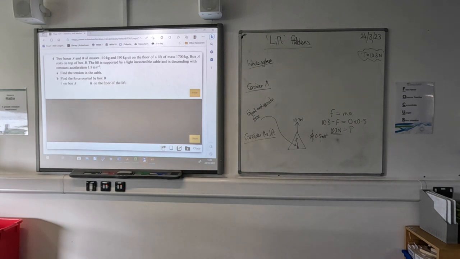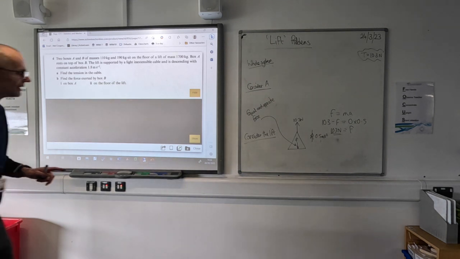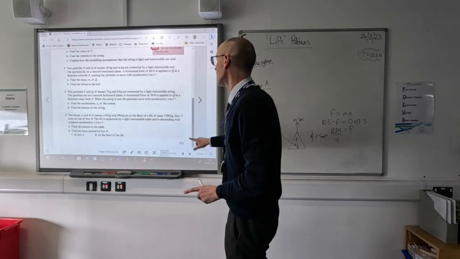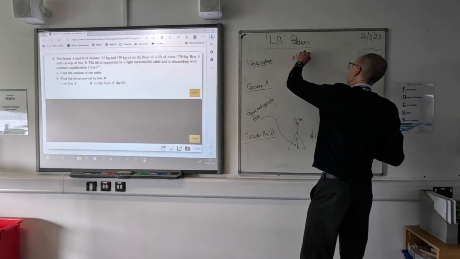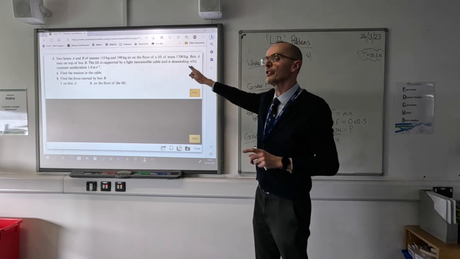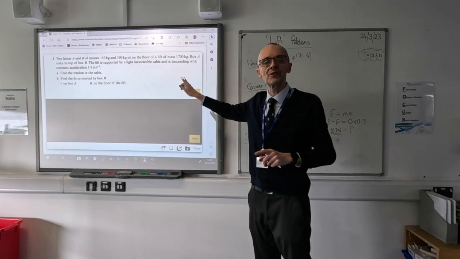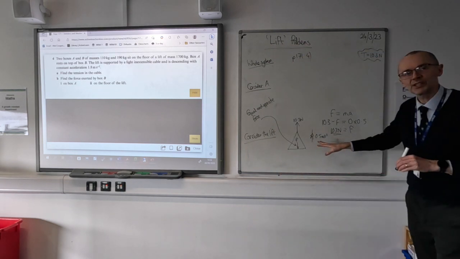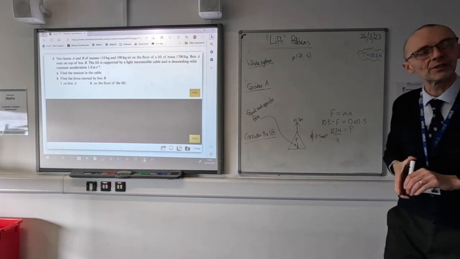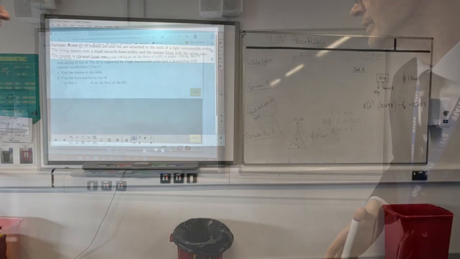So that is on page 171, question 4. Page 171. There's one key difference with this. It's not a light lift. The lift has a mass in this case. So when you get to that third stage, there is another force pushing down. Okay? Let me just stop the video.